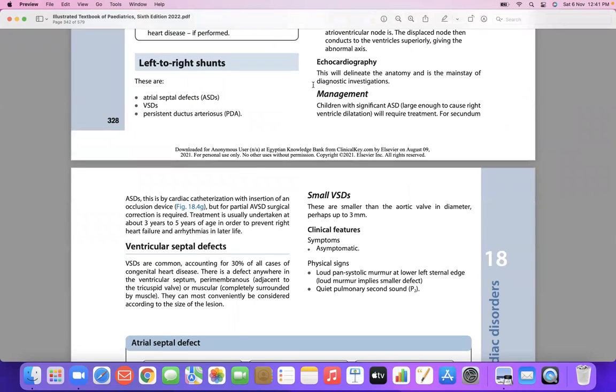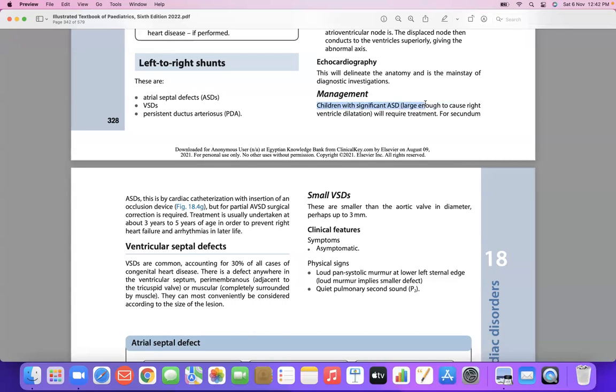Okay, echocardiography. This will delineate anatomy, and this is the mainstay of diagnostic investigation. So management, how do you manage? Children with significant ASD, that is large enough to cause right ventricular dilatation. Small ones, usually I think they will wait and watch. For large defects, which will cause right ventricular dilatation and can lead to heart failure. So all the left to right shunts are known for heart failure, large left to right shunts.